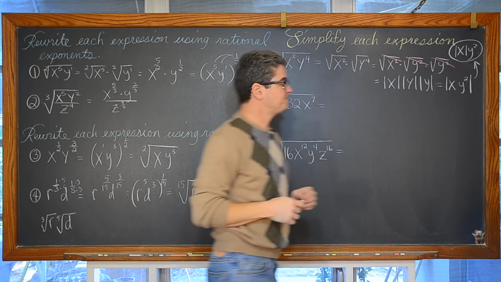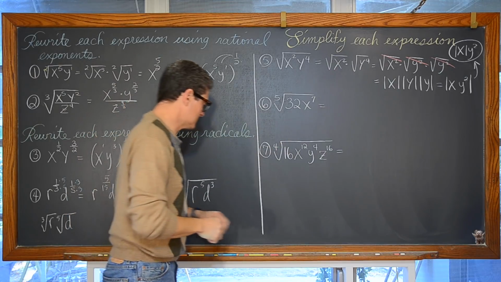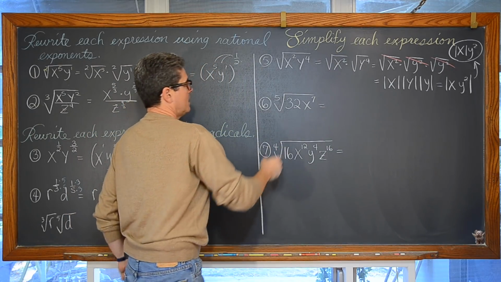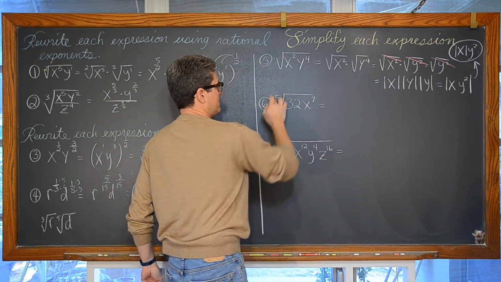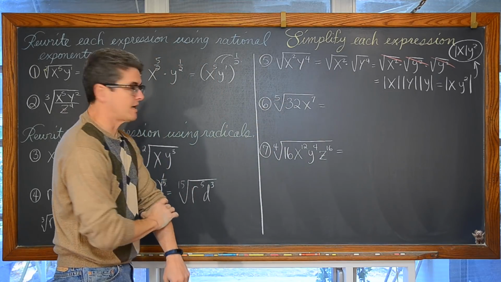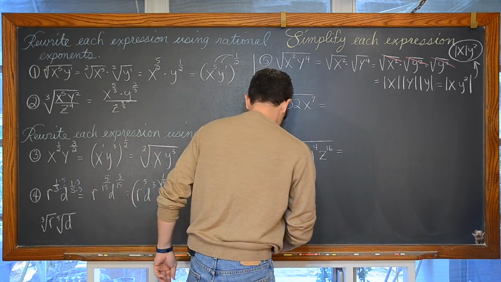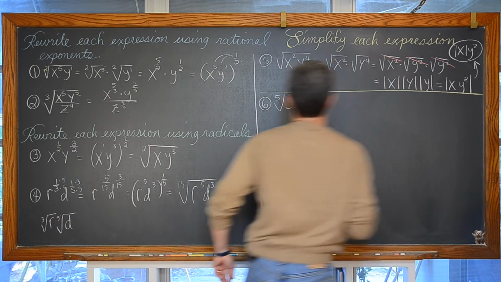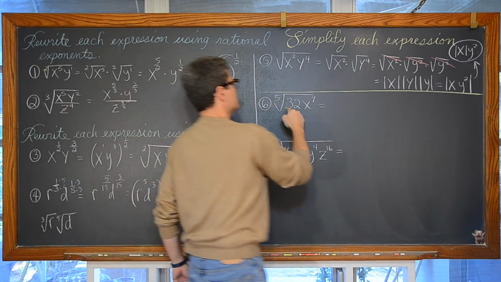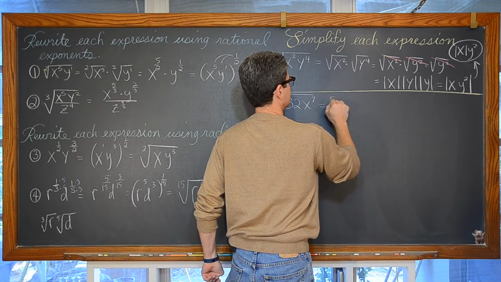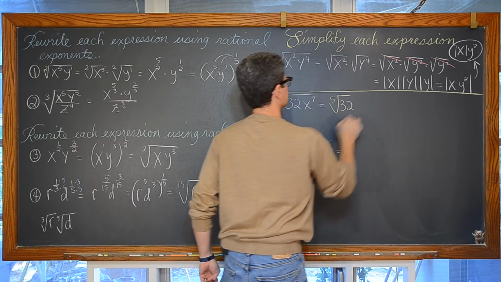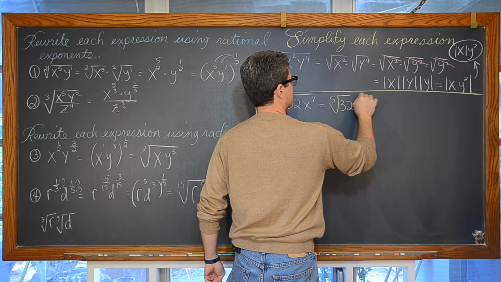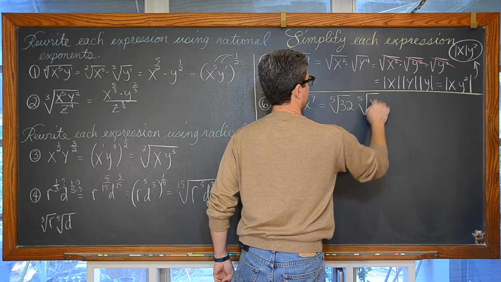Now here, it's going to be actually a little bit simpler, because our power and indexes are odd, so we're not going to have to worry about those absolute value symbols. And we're just going to take the fifth root of 32 and the fifth root of x to the seventh.